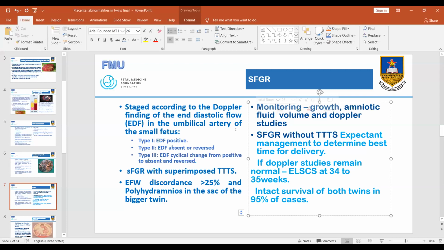And the gestational age at delivery will depend on the stability of both fetuses. If both of them remain normal, we aim for about 34 to 35 weeks, where we recommend delivery by elective cesarean section. In this case of selective fetal growth restriction without twin-to-twin transfusion syndrome, the outcomes are very good and survival is about 95% for both twins.